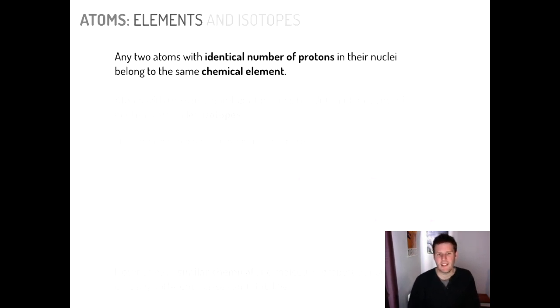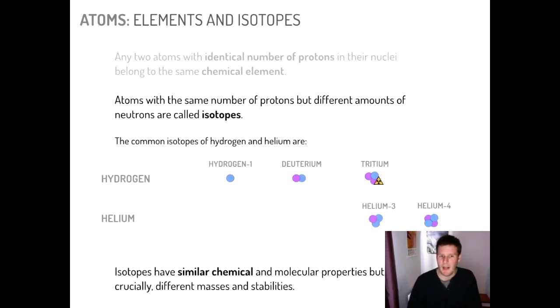Any 2 atoms with identical numbers of protons in their nuclei belong to the same chemical element. Atoms with the same number of protons but different amounts of neutrons, however, are called isotopes. The common isotopes of hydrogen and helium, for example, are hydrogen-1, which is just standard hydrogen, deuterium, sometimes known as heavy hydrogen, and then tritium, which has 2 neutrons and a proton. The interesting thing about tritium is that it's radioactive. It's unstable and it will decay. Similarly for helium, we have helium-3 and helium-4. Isotopes have very similar chemical and molecular properties, but crucially they have different masses and stabilities.